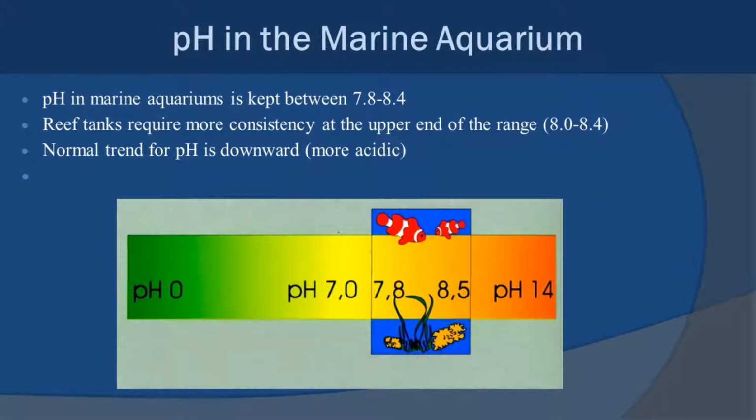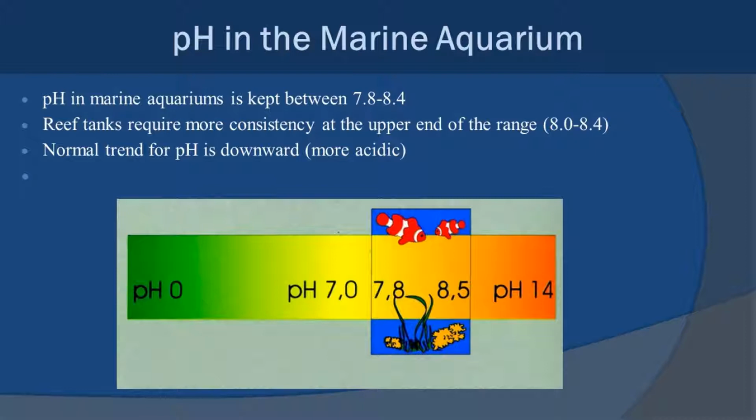Now, first up is pH. We've already talked about pH in the carbonate cycle and how that works. So we know that the pH of the ocean is somewhere in the... in marine aquariums, we generally will keep the pH between 7.8 and about 8.4, kind of within that realm, which mimics many ocean habitats out there.